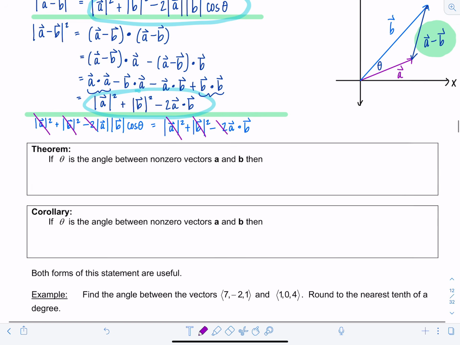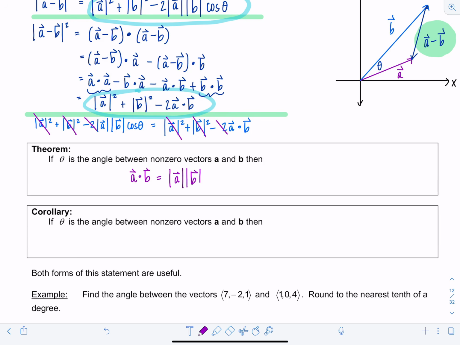And the theorem tells us if theta is the angle between two non-zero vectors a and b, then a dotted with b is equal to the magnitude of a times the magnitude of b cosine theta. Okay, voila, very exciting result using the law of cosines and one of the properties of the dot product.